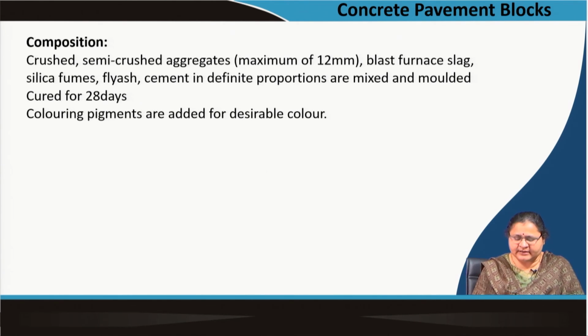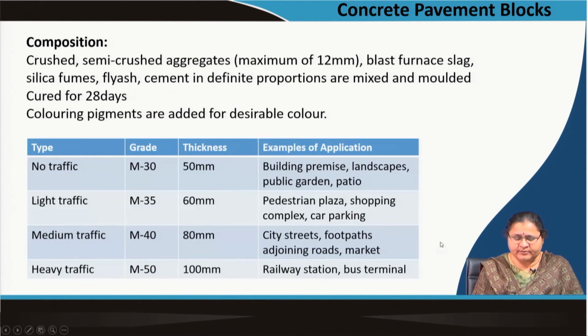As you had seen, coloring agents may be added, but let us come to the main point. Where are we going to use them, and what is the type which we are referring to? So, where there is no traffic, that is only human traffic like building premises, some landscape, some public gardens, patios where people will be walking. As architects, you all might have come across these spaces.